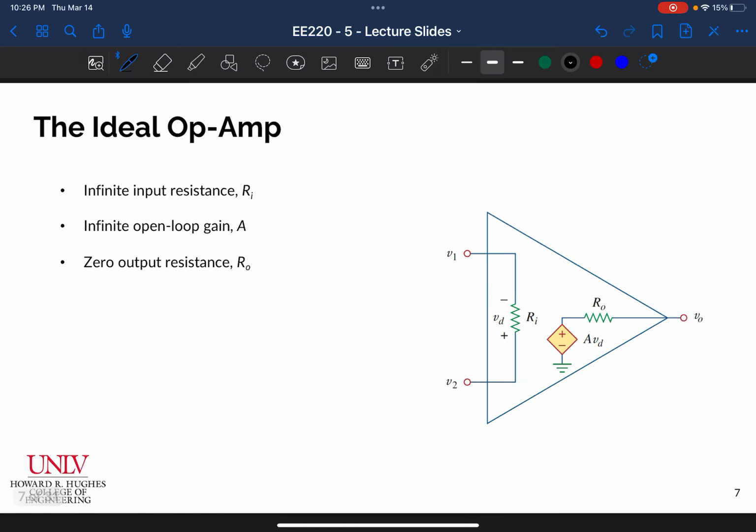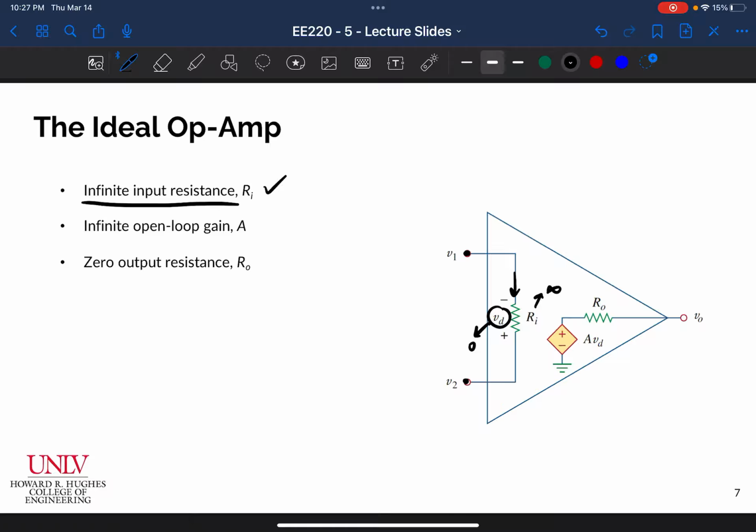And so let's look at the ideal op amp. Well, the ideal op amp is the one that we're going to be using when we solve circuits. And like I said, the first key point is that it's got infinite input resistance. So this RI value is infinite. If that's infinite, then that means that my V1 and V2 are at the same potential, right? Because no current can flow through this resistor, so the voltage drop Vd goes to 0, right? So that's the first thing.